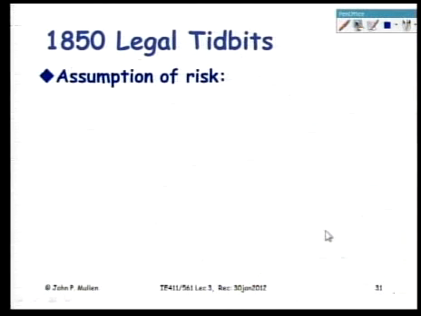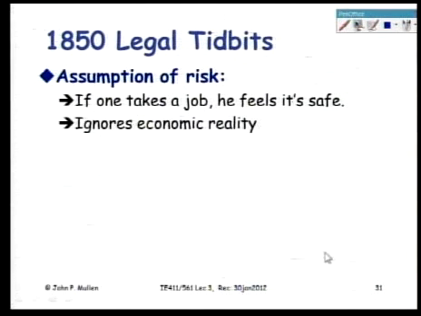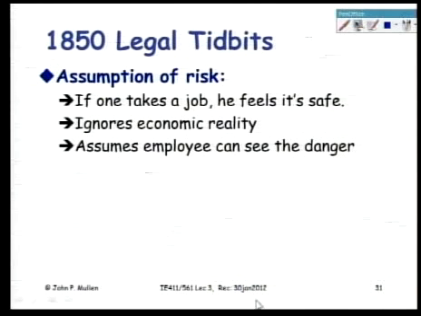In 1850, there was a thing called assumption of risk. And here's the theory. If you take the job, you must feel it's safe. Otherwise, why would you take it? This ignored the reality that people needed jobs to feed their families. And it also assumed that the employee would be able to see what the danger was. And you can bet the employers weren't educating them on this matter.